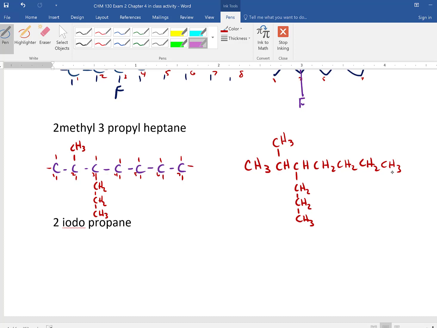So, 2-iodopropane. 3 carbons, because it's a propane. And then you have the iodine. Just put your base and then add the hanging groups. The rest would be hydrogens.